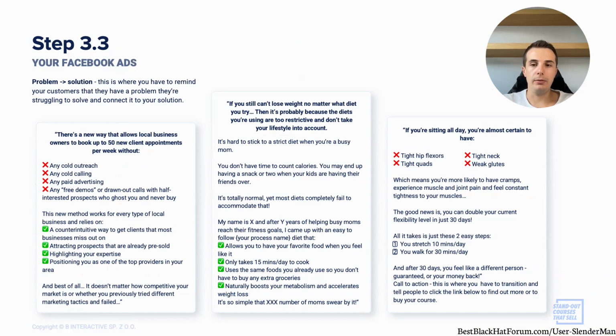"If you still can't lose weight no matter what diet you try, then it's probably because the diets you're using are too restrictive and don't take your lifestyle into account. It's hard to stick to a diet when you're a busy mom. You don't have time to count calories. You may end up having a snack or two when your kids are having their friends over. It's totally normal. Yet most diets completely fail to accommodate that.